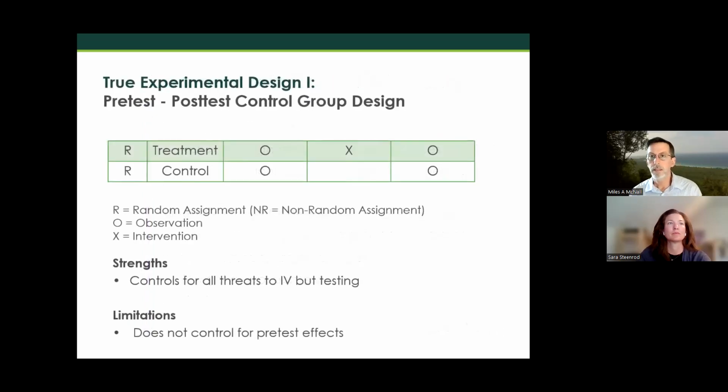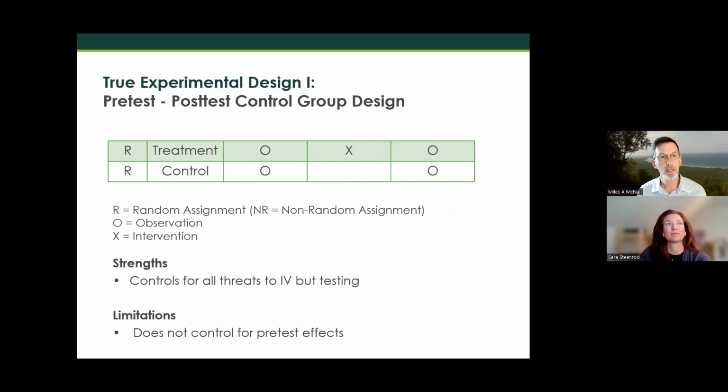So let's look in detail at some of these designs, and we'll start again at the high end of the confidence continuum. So what we have here is true experimental design 1. This is everybody's favorite. It's the pretest, post-test control group design. So what the symbols in the table mean are R stands for random assignment and NR for non-random assignment. O is the observation or measurement, X is the intervention.